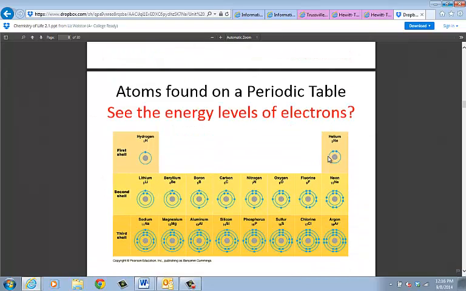All right. Atoms found on the periodic table, there's different energy levels. You can see in the first shell, see these two in the first shell. Then when we start in on the second shell, lithium has 3 protons. That means it's going to have 3 electrons. And that third electron goes out here, and you can see as these fill up, you're filling up that second shell. And then here is the third shell. Once that second shell is filled with 8, then we move out here to the third shell.